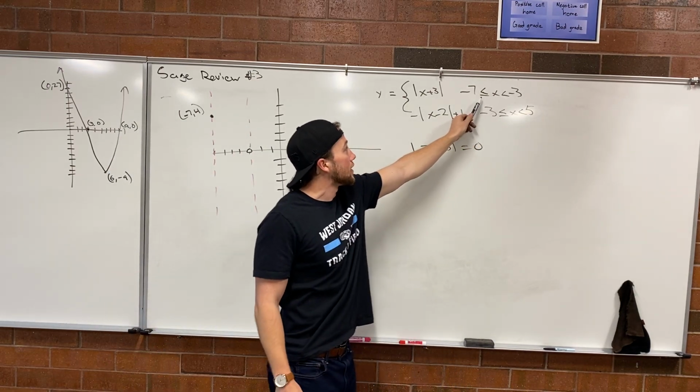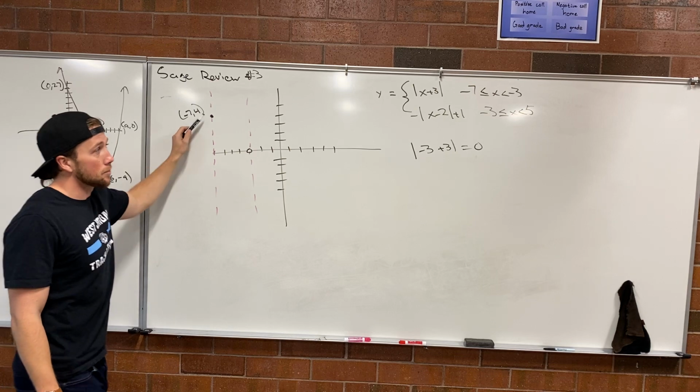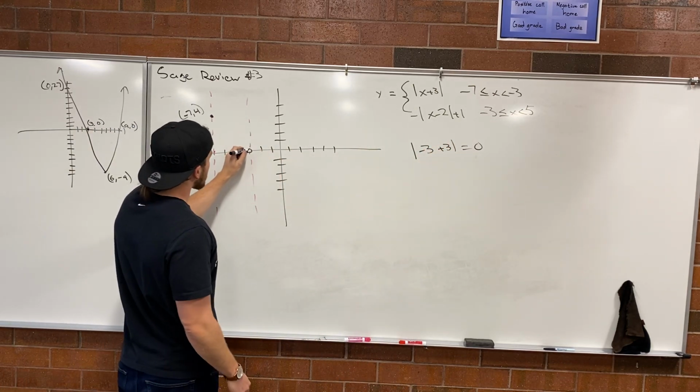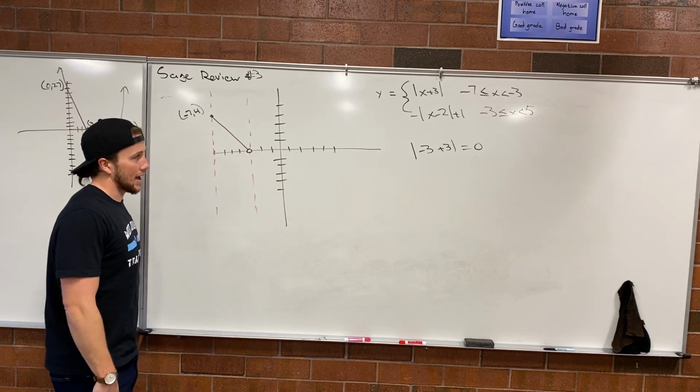If I have a line under it, like I did over here, then I fill in the circle. But if I don't have the line under it, then we leave it open like this, okay? And now an absolute value graph, we're just going to connect the lines like that.